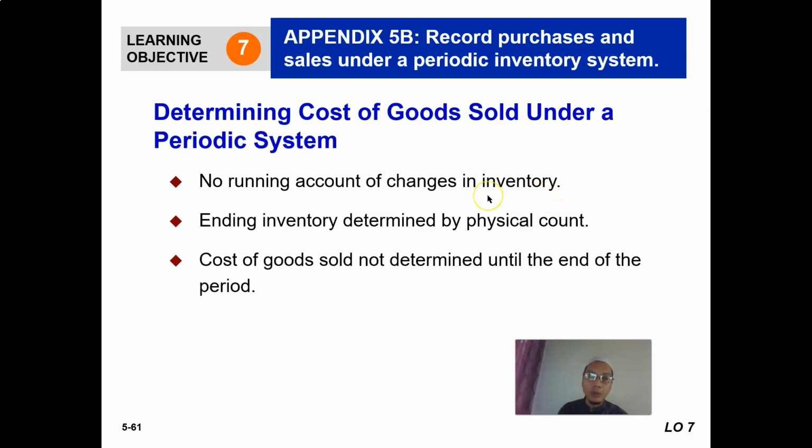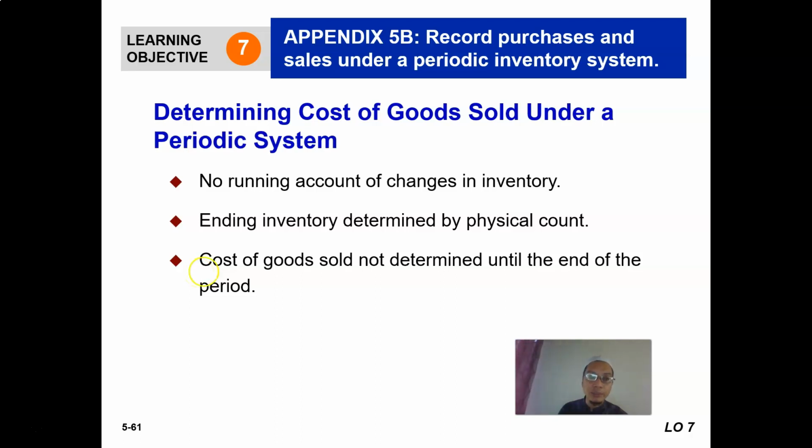It is updated only at the end of the accounting period, based on the physical count being done on the inventory at the warehouse. Cost of goods sold is also not determined until the end of the period. Only at the end of the period do we calculate the cost of goods sold, and the cost of goods sold will be calculated inside the income statement.